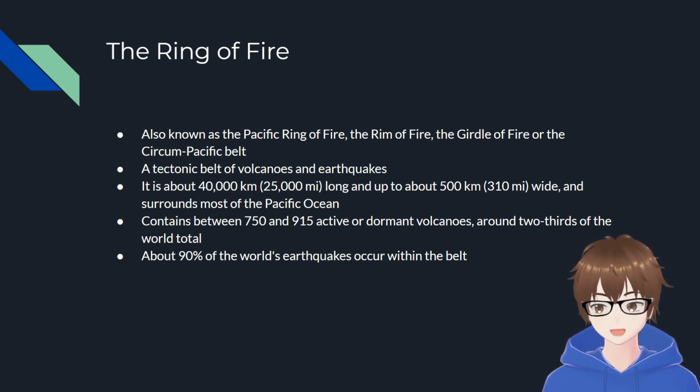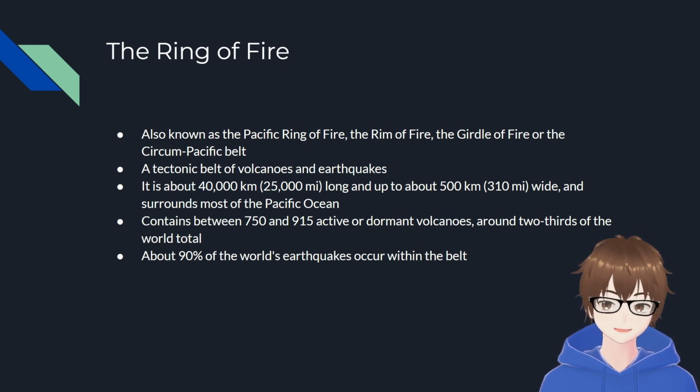It's a tectonic belt of volcanoes and earthquakes, and it is about 40,000 kilometers or 25,000 miles long, and up to 500 kilometers or 310 miles wide. It surrounds most of the Pacific Ocean, and it contains between 750 and 915 active or dormant volcanoes. This is around two-thirds of the world's total. About 90% of the world's earthquakes occur within this belt.